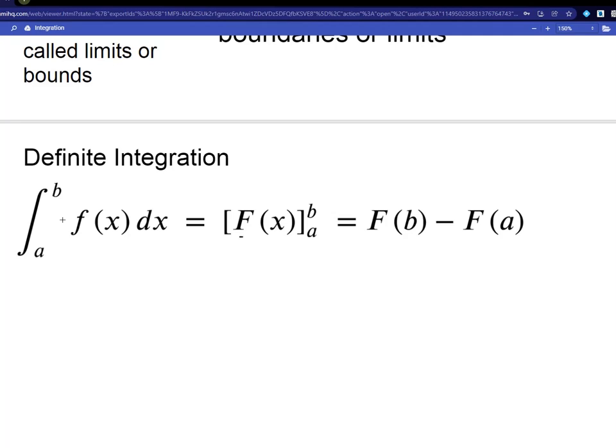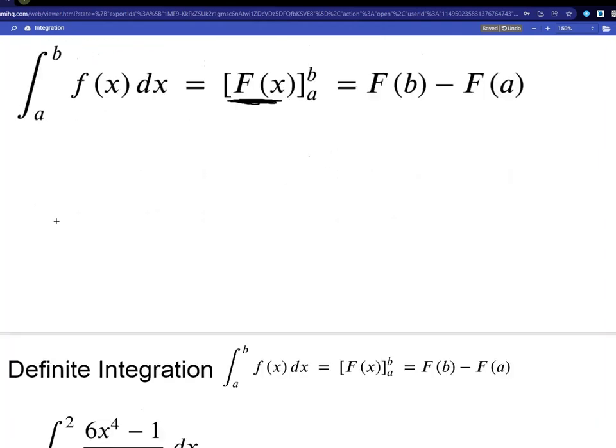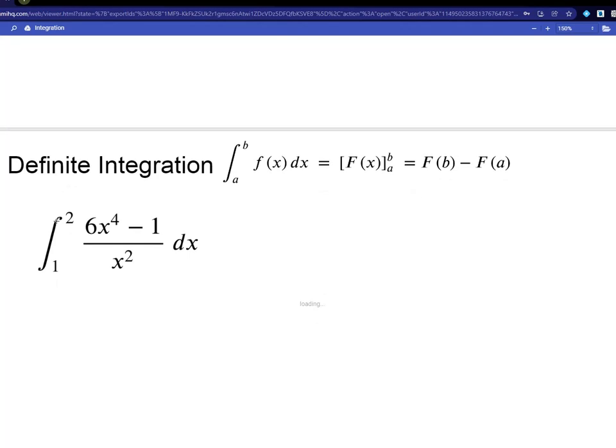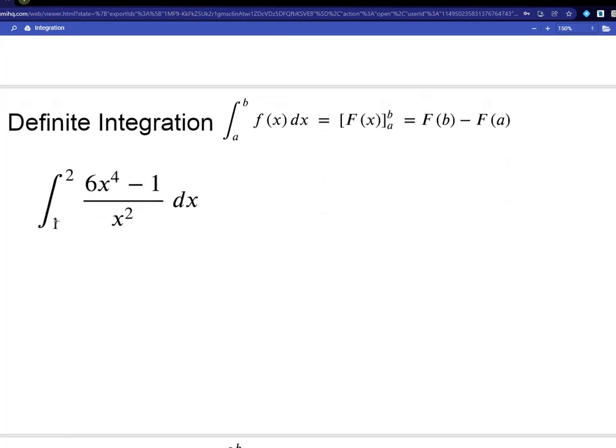So what we're going to do is we're going to integrate it. That's this. Then we're going to substitute in the b, and then we're going to substitute in the a, and then we're going to subtract those two, right? All right. So try this.